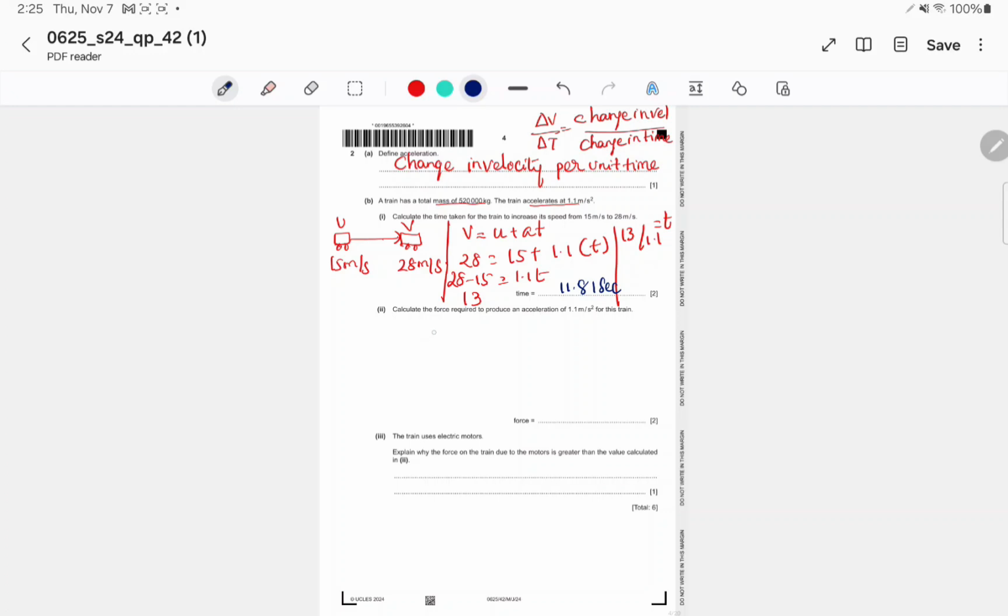Calculate the force required to produce an acceleration of 1.1 meter per second squared for this train. So you have to calculate the force. What is the formula for force? Force is equal to mass into acceleration. Mass is given, so it is 520,000 into acceleration, 1.1 meter per second squared. Multiplying both, we get 572,000 kg meter per second squared. This is the answer, or round it off to 570,000.